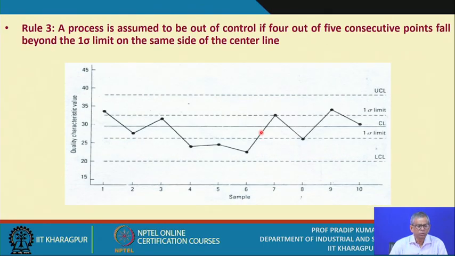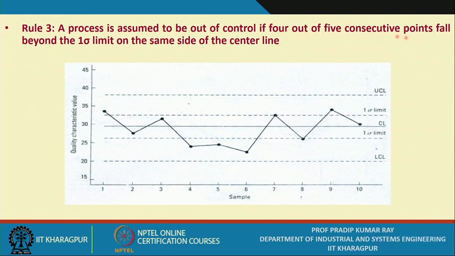What is rule 3? Rule 3 is we go one step further. A process is assumed to be out of control if 4 out of 5 consecutive points fall beyond the 1 sigma limit. That means you have a narrower band here. At a distance of 1 sigma from the central line, on one side as well as the other side, you draw these 2 parallel lines, and they are referred to as the plus minus 1 sigma limit. Then you observe that 4 out of 5 consecutive points fall beyond the 1 sigma limit. This is the 1 sigma limit, right?